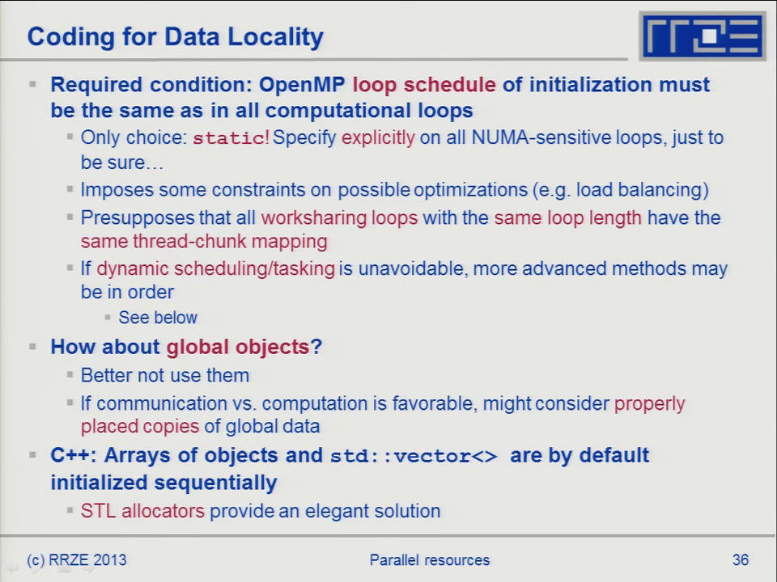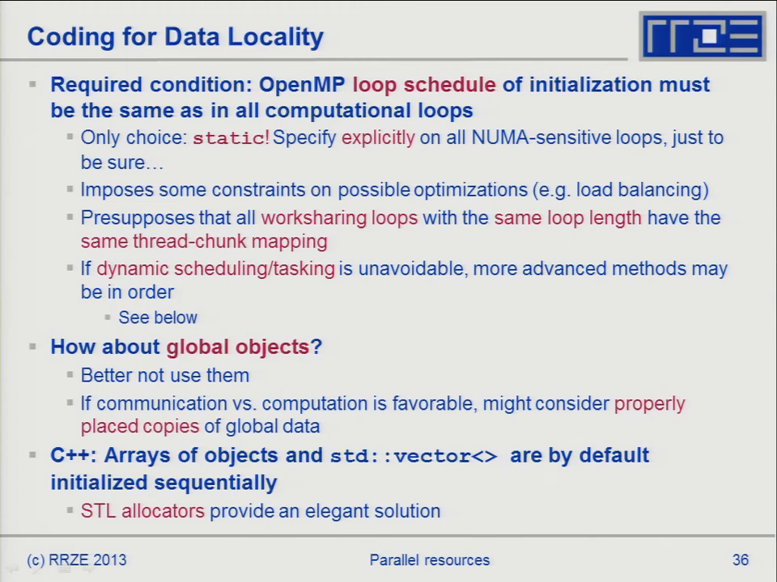OK, so that was the simple cases. Now, as you can imagine, I've mentioned this, you're pretty much limited to static loop scheduling. You have to make sure that the mapping between threads and loop iterations is the same for all the loops that are NUMA relevant in your code. If you have a load balancing problem and you are forced to use guided or dynamic scheduling, this is bad, because you don't know in the code when which thread will access which iteration at which point in time. And even if you run the code multiple times, this association could change if you have guided or dynamic scheduling. So this is bad. Okay? And under such situations, you can usually not get perfect NUMA placement unless you play advanced tricks, which I will not go into.